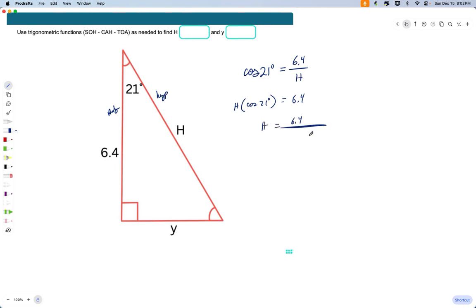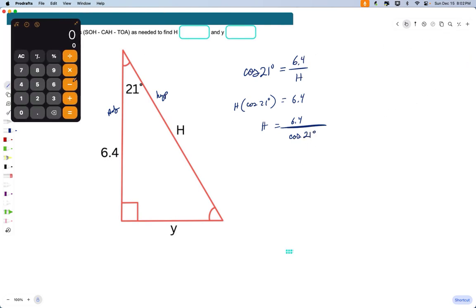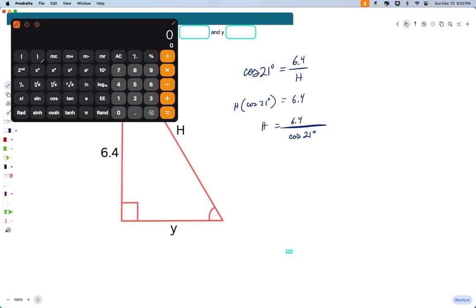So calculator time it is. We have 6.4 divided by, parenthesis, 21 cosine, parenthesis, equals 6.85. So the hypotenuse is, actually we round that to 6.86.